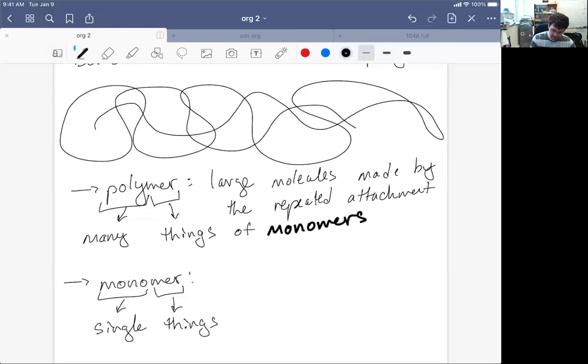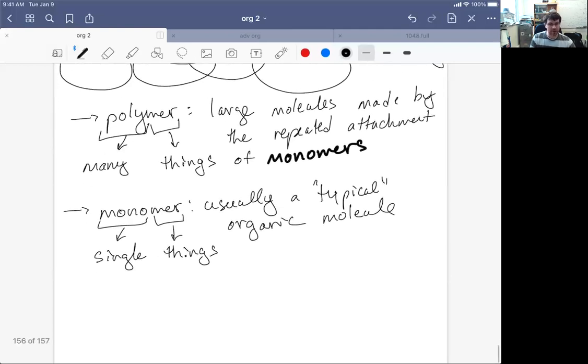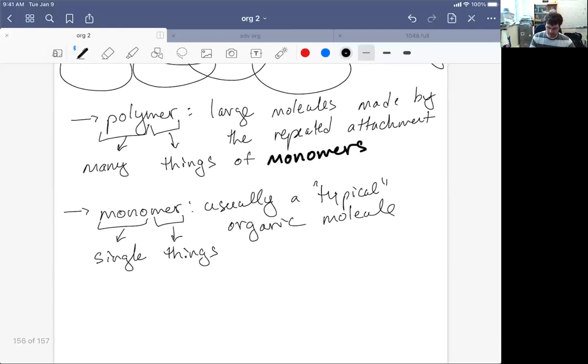Okay, so monomers, that's why I wanted to get that word out in front of us. Monomers are these single things. We take monomers and we assemble them one after another into a long chain, and that long chain is called a polymer. So this monomer is usually, I'll use typical in quotes, a typical organic molecule. These you can draw with typical structural depictions. So examples are practical to consider.